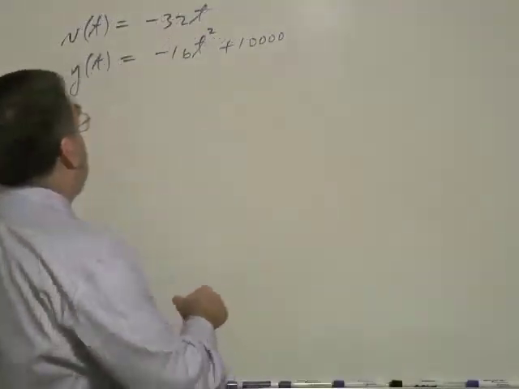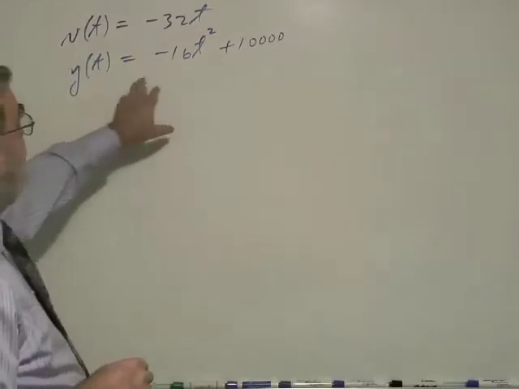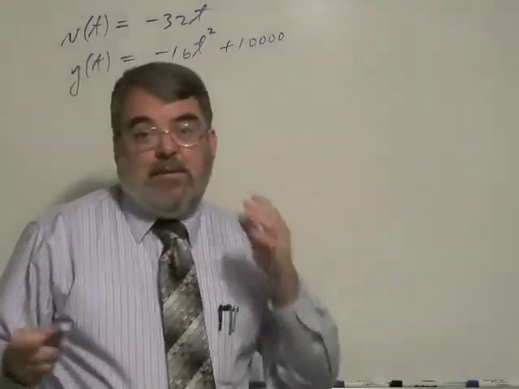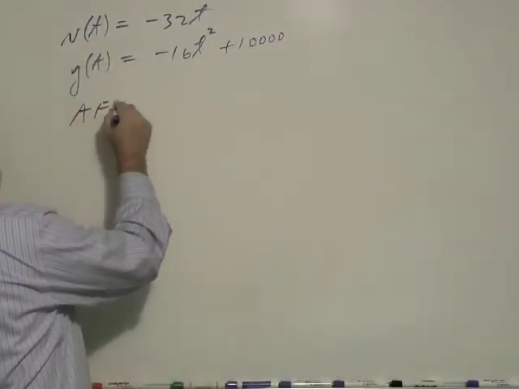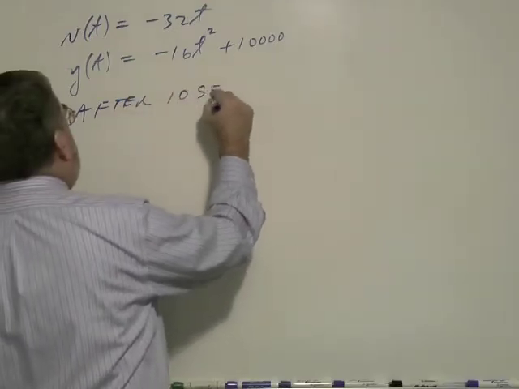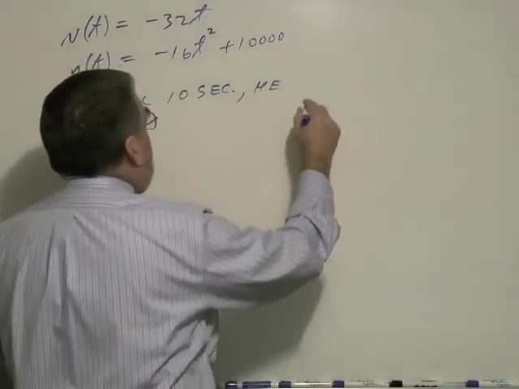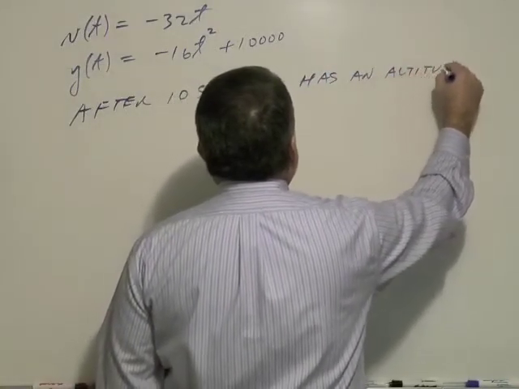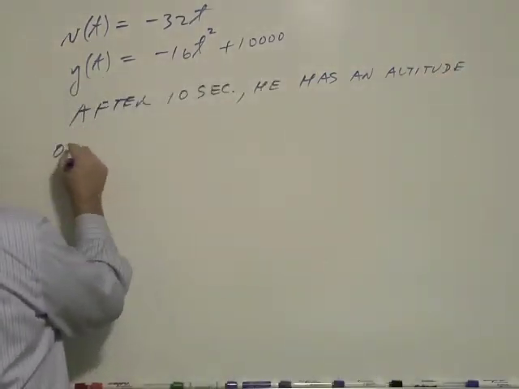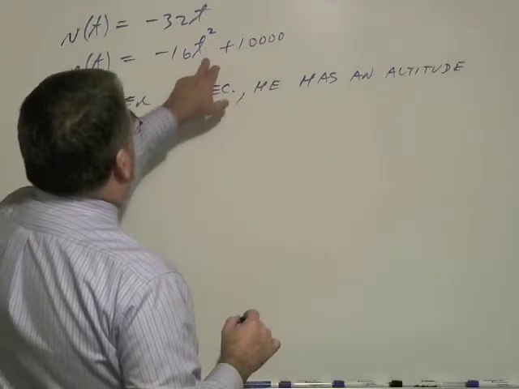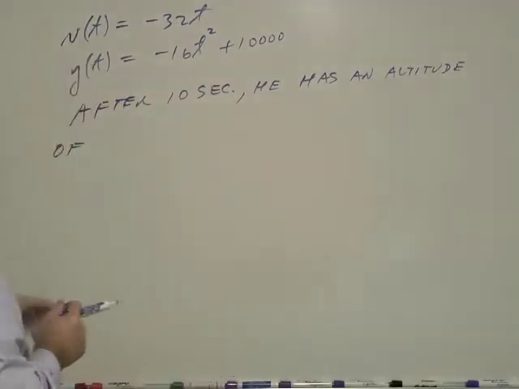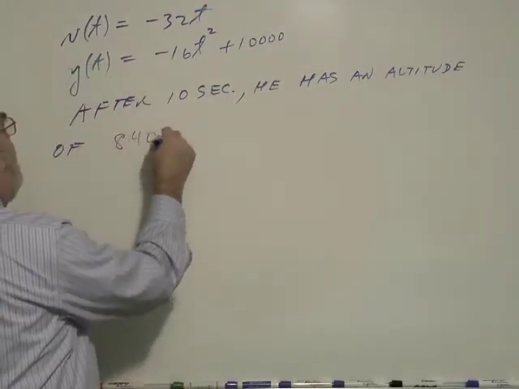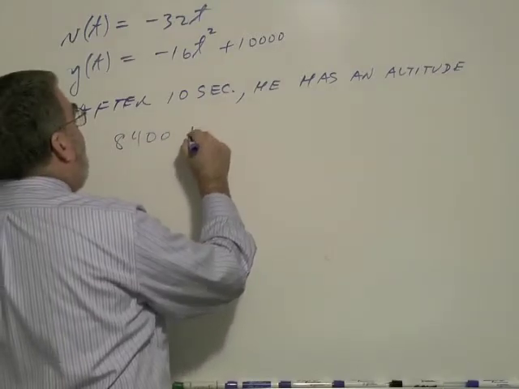So we calculated his velocity, minus 32t. His altitude or height is minus 16t squared plus 10,000. And we wanted to know, where is he after 10 seconds? So after 10 seconds, he has an altitude of, we'll plug 10 into here. 10 squared is 100 times 16 is 1600. Subtract 1600 from 10,000 and we have 8400. So he's 8400 feet up.